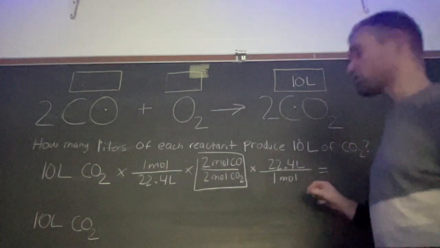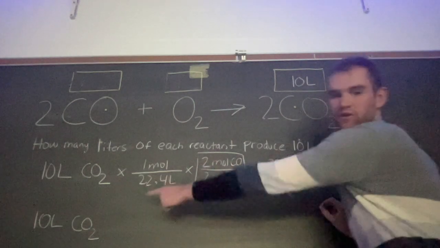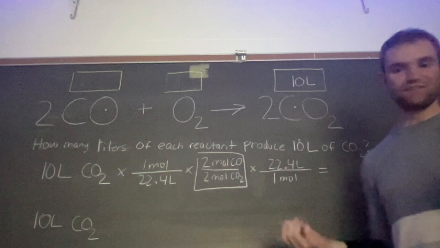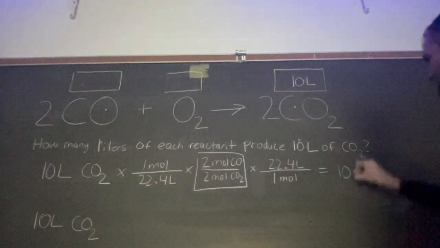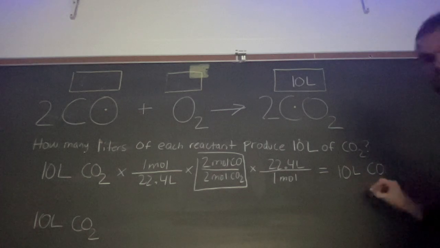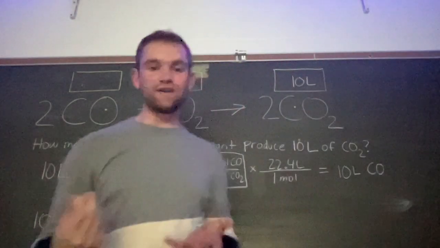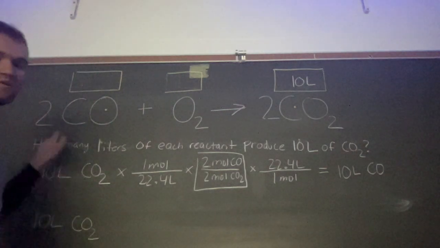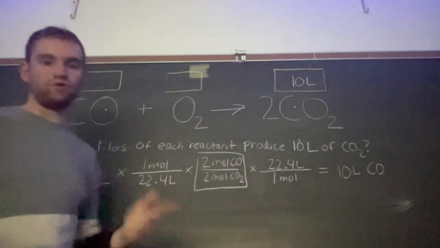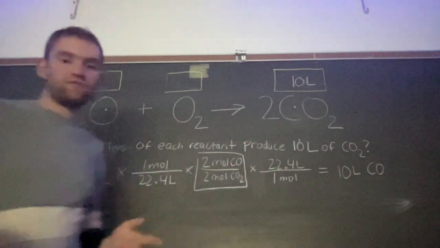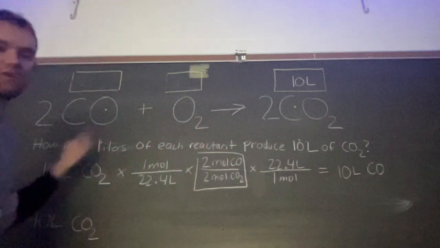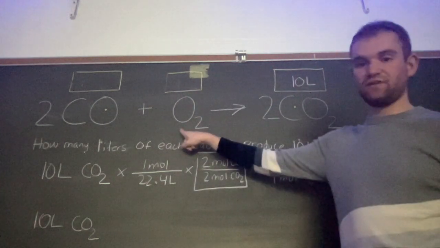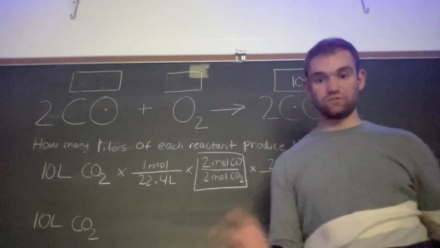And I'm getting, well, look what's nice about this. Look, 22.4 goes bye-bye. So 10 times 1, this is just 10 liters. Look at that. That's pretty cool. So liters works the same way as moles in a ratio, right? If you have 10 liters of CO2, to get from 2 to 2, you don't do anything. You multiply by 1. So if I have 10 liters of CO2, I also have 10 liters of CO, which means if you think, how many liters of O2 would I have? 2 to 1 divides by 2, so I would have 5.